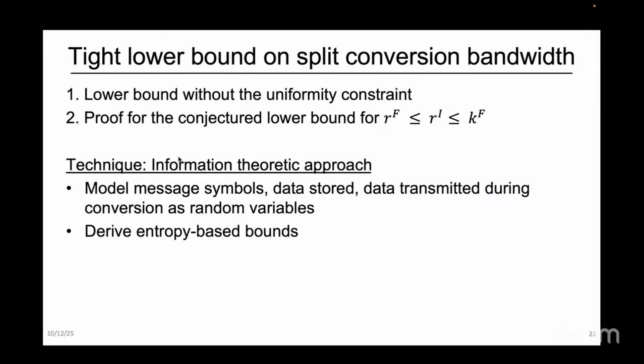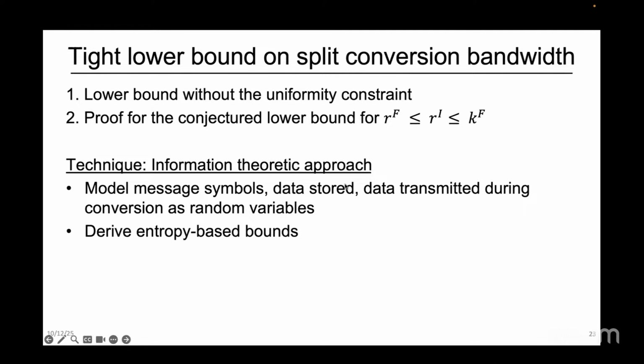So we have a lower bound which removes this uniformity constraint, and also a proof for the conjectured lower bound. This in turn shows that you can't improve by removing the uniformity constraint, but this is a general lower bound and proves that conjecture for the parameter regime shown here.